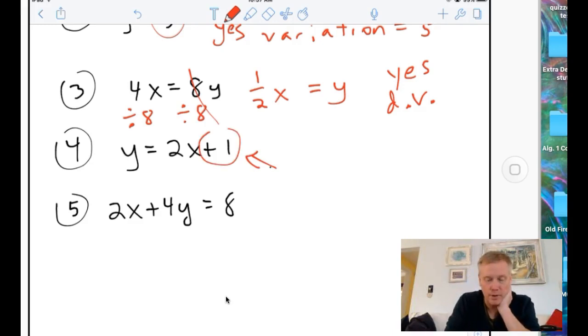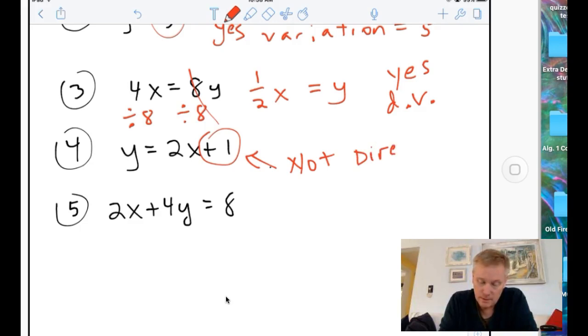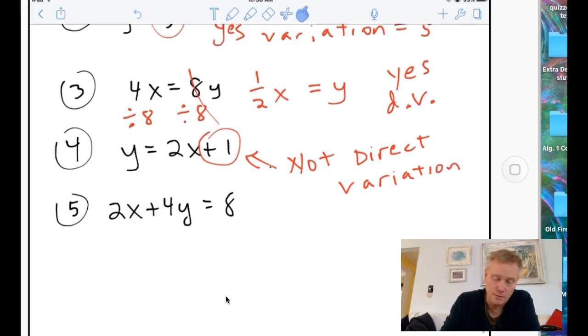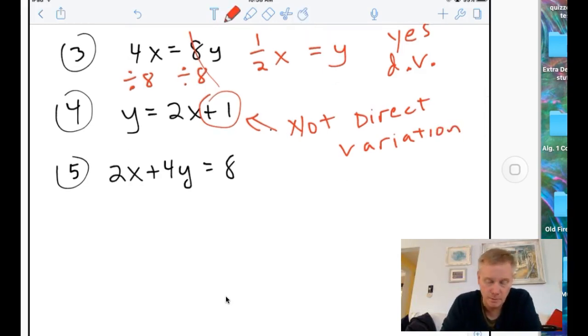This one is a little different. This plus 1 over here messes the whole thing up, which means it's not direct variation. So anytime it's got y equals something times x plus something, the plus something messes it up, or minus something, it could be minus 6. It is no longer a direct variation equation. Questions so far? If you have any, write them down and bring them to class.